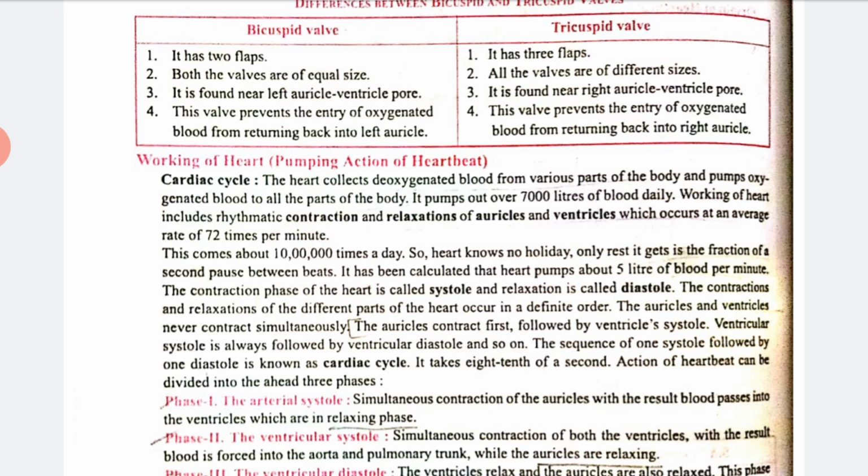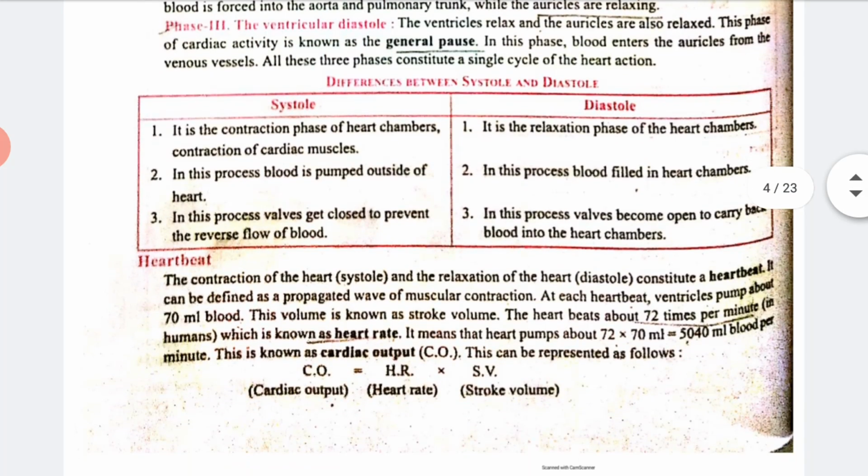The action of the heartbeat can be divided into three phases. In phase 1, the atrial systole, means the contraction of the auricle; phase 2, the ventricular systole, means the auricles are relaxing; and the third phase, the ventricular diastole, that means the general pause. Clear? Here the difference between systole and diastole is given, you can see.